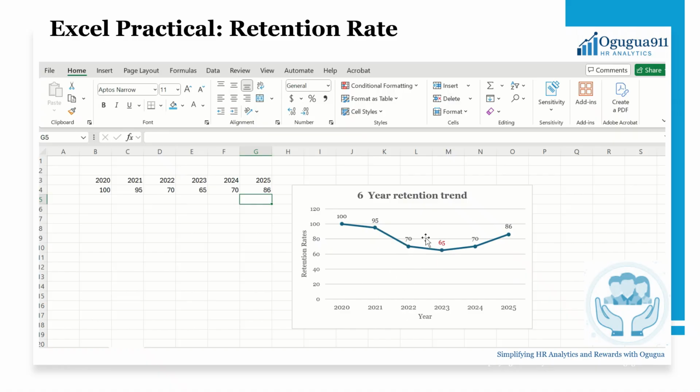So at this point you shouldn't let your retention rate get to 70%, talk more of 65%. But from this data, you can see that retention strategies have now kicked in. It has moved to 70, and then currently is now at 86. So this is something you can present to management to say, okay, all of your retention efforts have been fruitful.